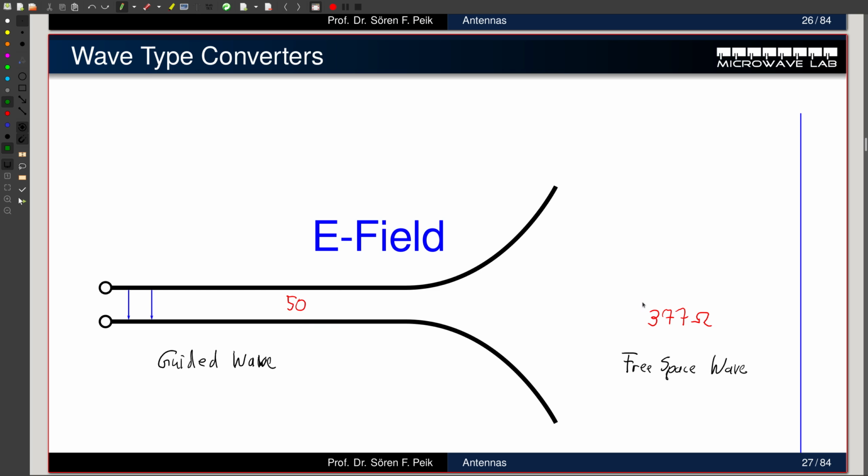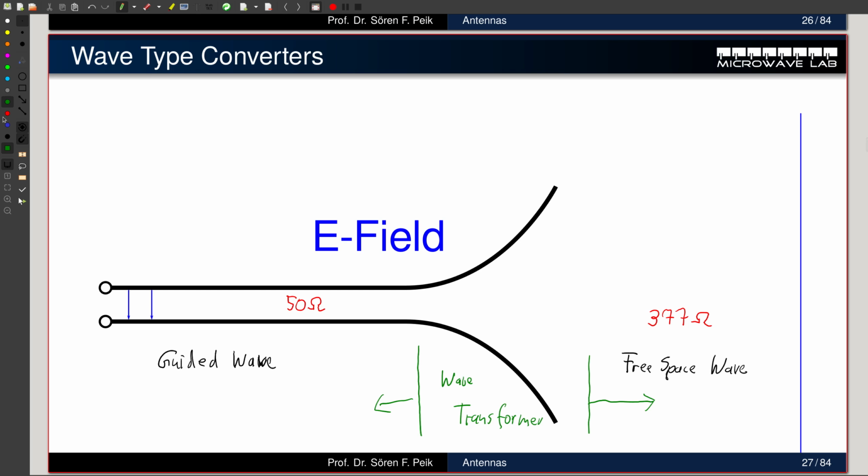So an antenna is nothing else but a device that matches the guided wave of 50 ohms to the free space wave of 377 ohms. So we have a wave transformer. There are several ways to organize this transformation, and one way is to have a line that slowly gets wider, like this one.